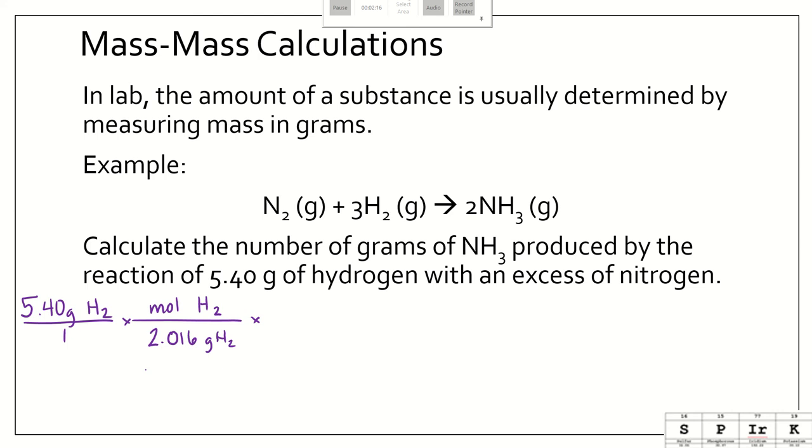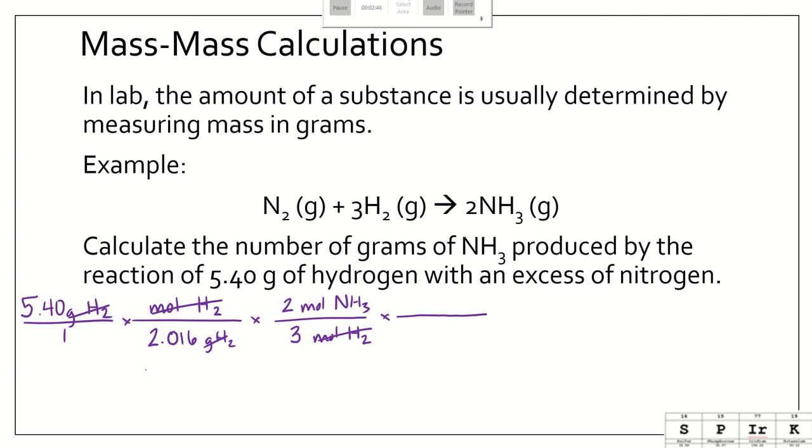Now that we're at moles of hydrogen, because gram on top cancels with gram on the bottom, we use our mole ratio. So for every 3 moles of hydrogen I have 2 moles of NH3. Because remember, that's where we're trying to get to. So we're leaving hydrogen behind, and now we're working towards ammonia. Now I'm going to go from moles to grams of ammonia. So I need to use the molar mass of ammonia.